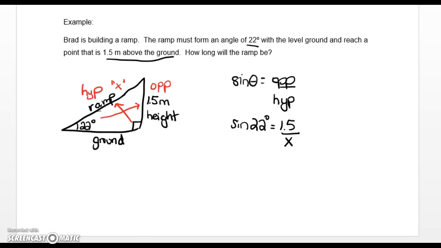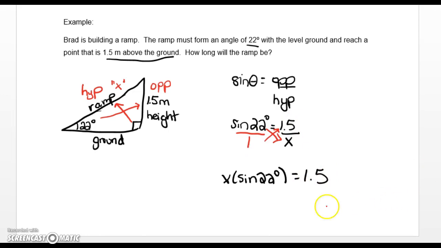Then our next step to solve is I want to write sine of 22 over 1, because then we have two fractions that are equal to one another. And going back to chapter 1, we know that when we have two fractions equal to one another, we can use cross multiplication to solve. So here I'm going to have x times sine of 22 degrees is equal to 1 times 1.5, which is just 1.5.